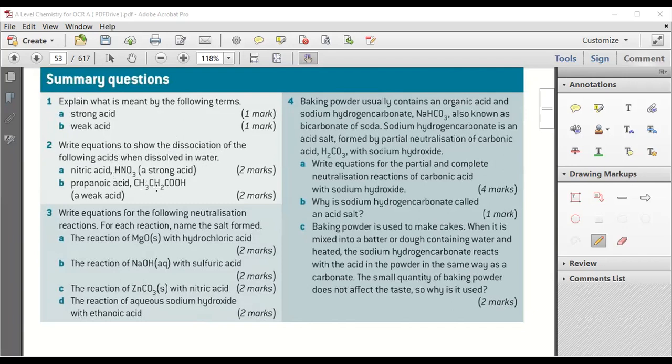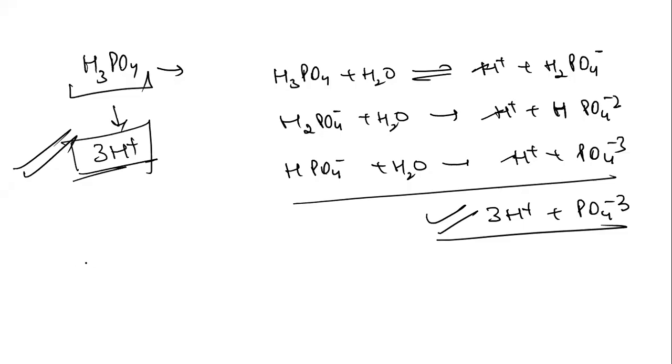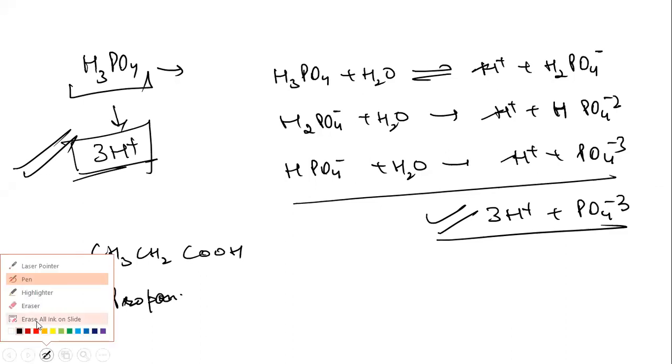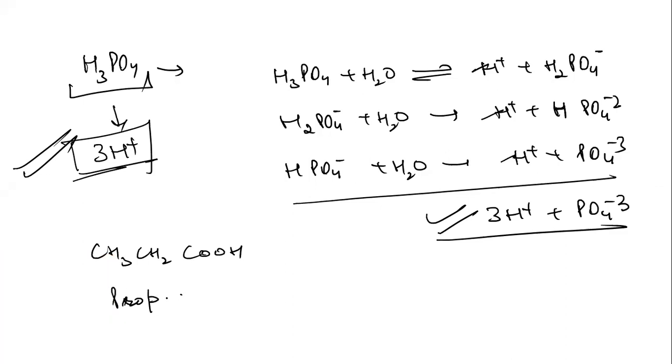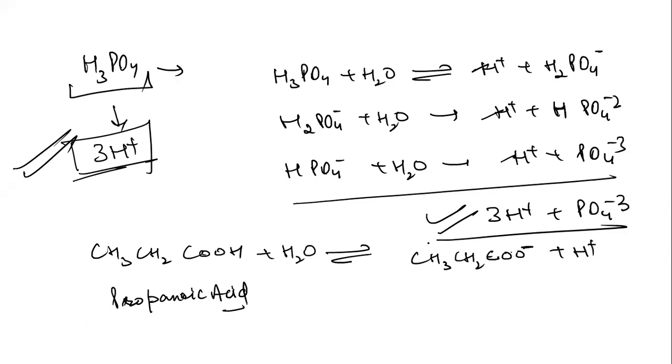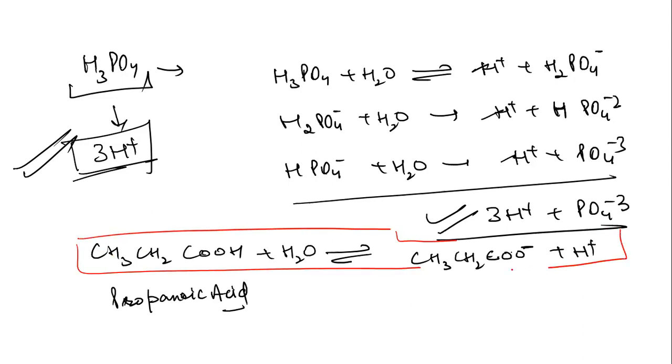Propanoic acid is CH3CH2COOH. When it reacts with water, it gives you CH3CH2COO negative plus H positive. Okay, clear? Any doubt?